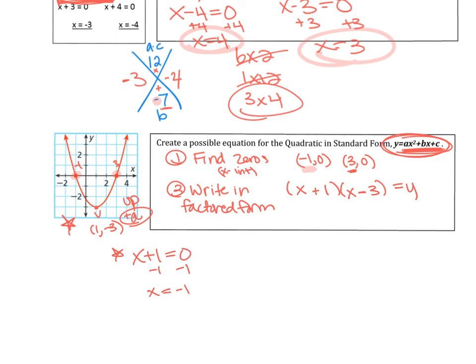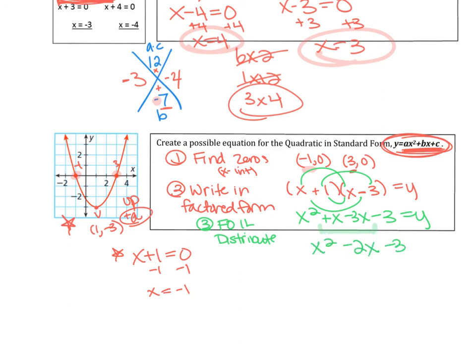Now, the last step is to FOIL or distribute, whatever your teacher used as terminology. So we go x times x, x squared, 1 times -3, -3. Now we do our inside, plus 1x minus 3x, still equal to y. Just as we've done before, we combine our like terms. So we have x squared minus 2x minus 3 equals y. So that's one way to write our possible equation.